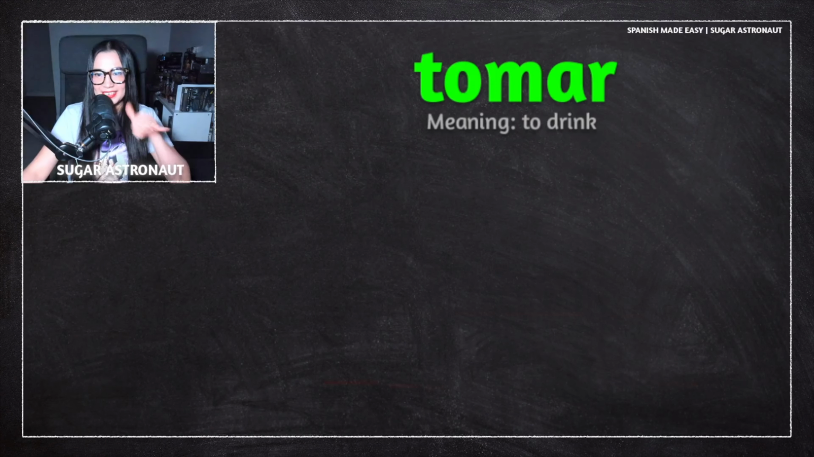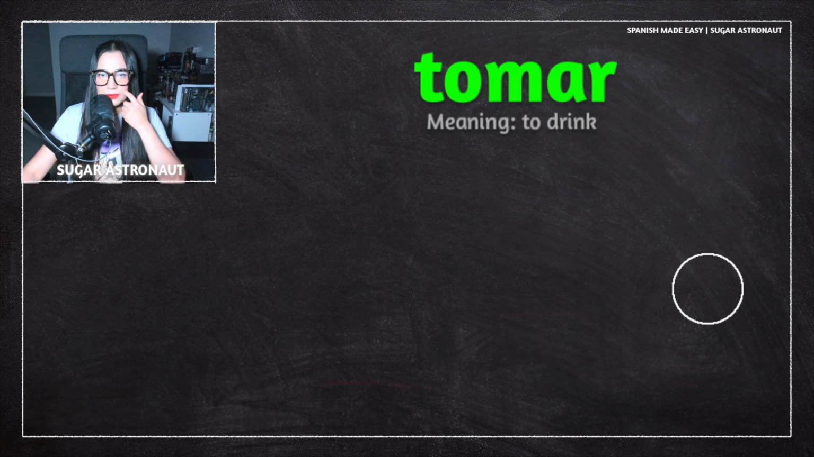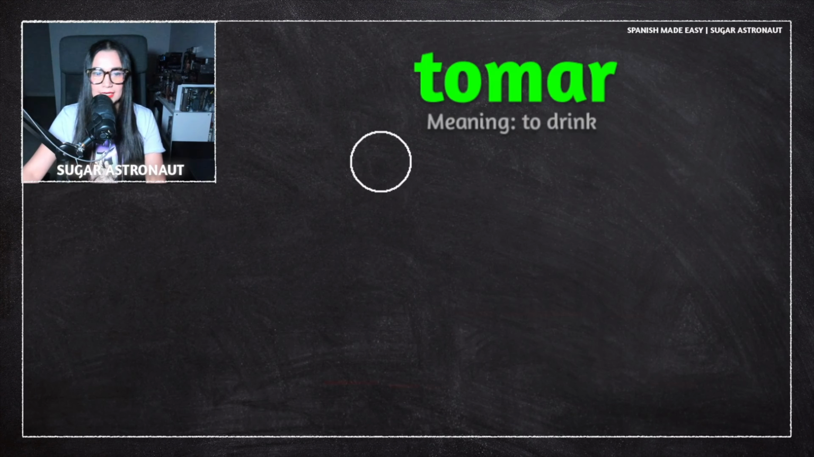Tomar means to drink. When you want to drink any drink, pretty much. You're talking about water, coffee, tea, alcohol, alcoholic beverages, beer, wine, all of that. You can use the verb tomar. And also, tomar can be used if you're taking, for example, medication, in that specific situation. If you're taking medications, if you're drinking water, or any other type of drink, you can use the verb tomar. Okay?